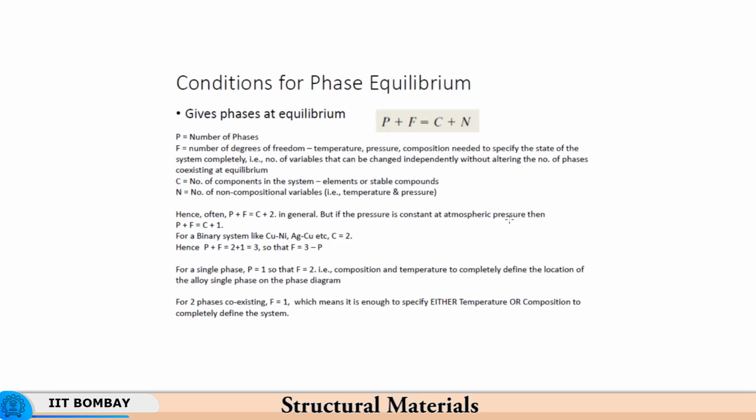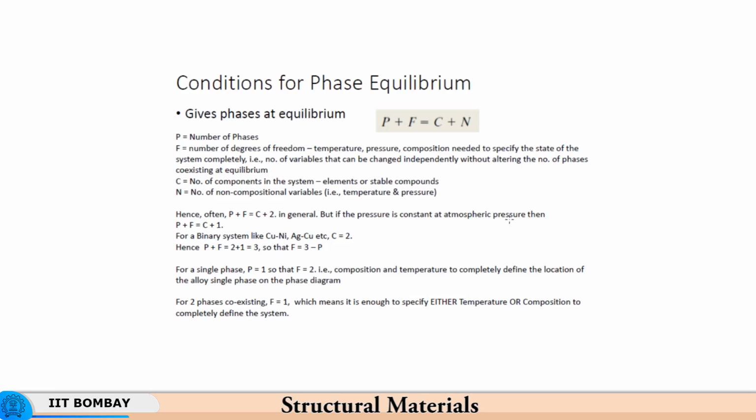So, the number of degrees of freedom which need to be specified will depend upon how many phases coexist, how many constituents form those phases, and the number of non-compositional variables which are used to define the system. Usually, non-compositional variables are two, namely the temperature and the pressure. If you are doing everything at atmospheric pressure, then you have only the temperature left as a non-compositional variable. C is the number of components, let us say iron and carbon. So, it will be 2, and so N is equal to 1.